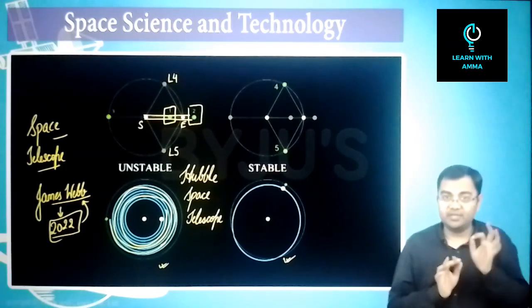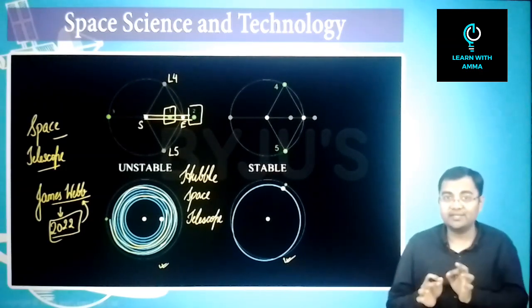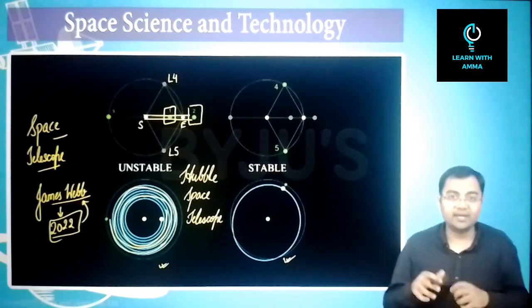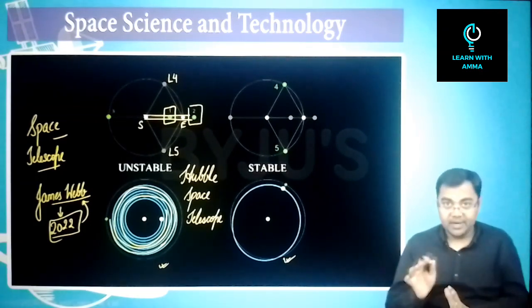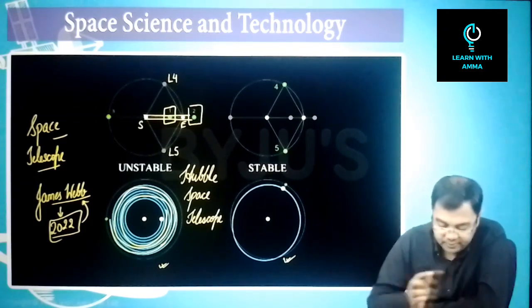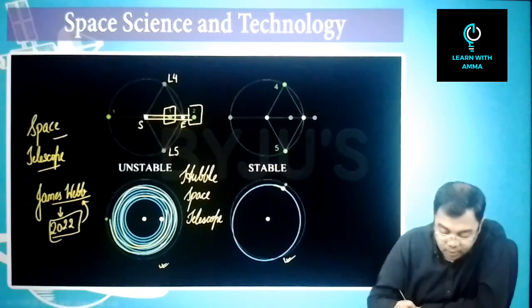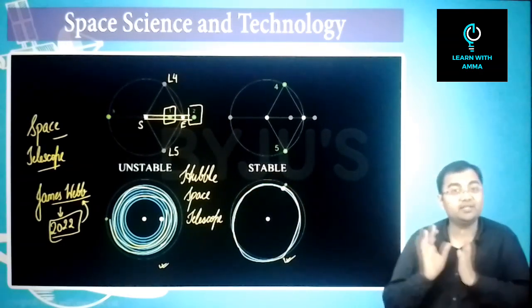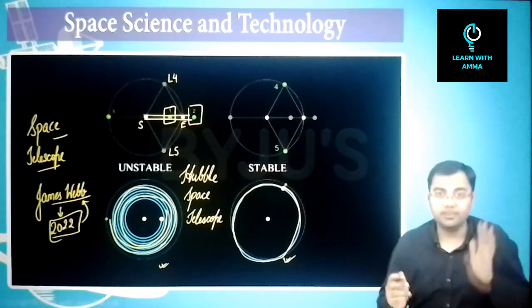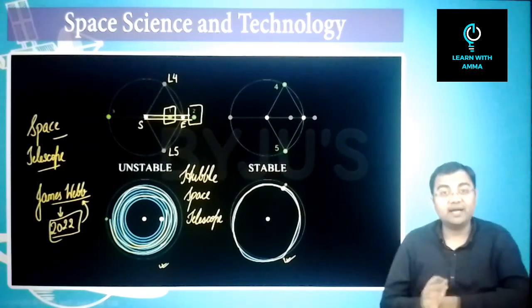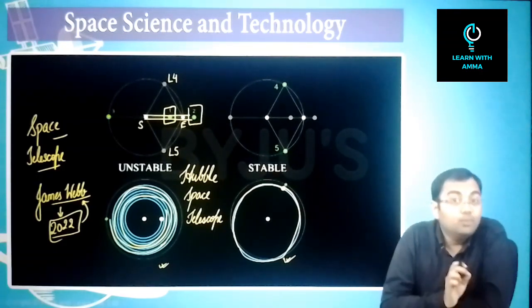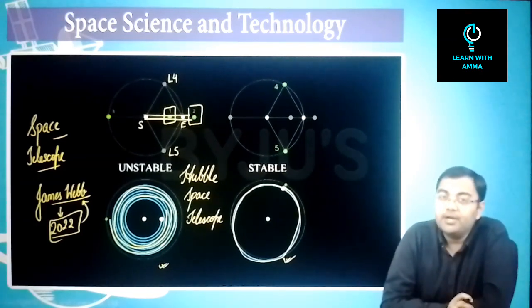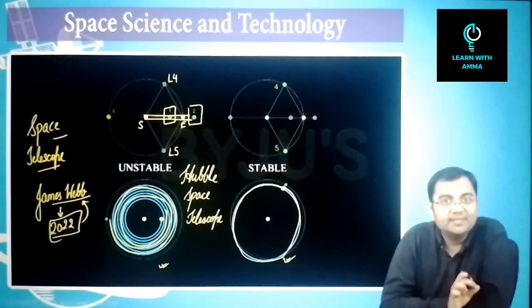If the object has been dislodged from L1, L2 or L3, this spiral will start and ultimately it will not remain here. But when you look at L4 and L5, what do you see? You see that although it can be dislodged a bit, it will still remain in this orbit. It will not be dislodged completely. So that's why we say that L4 and L5 are more stable points as compared to L1, L2 and L3.